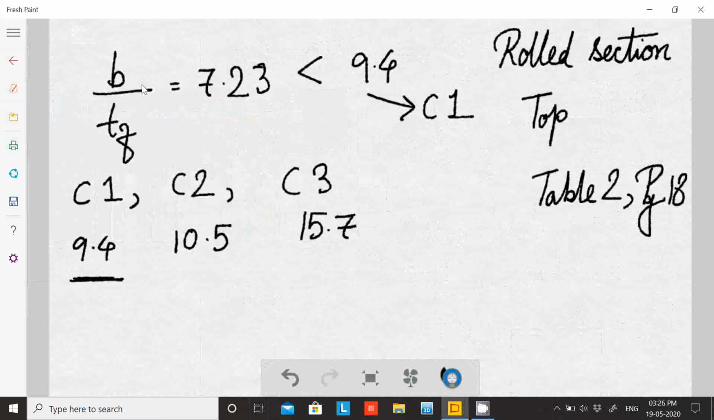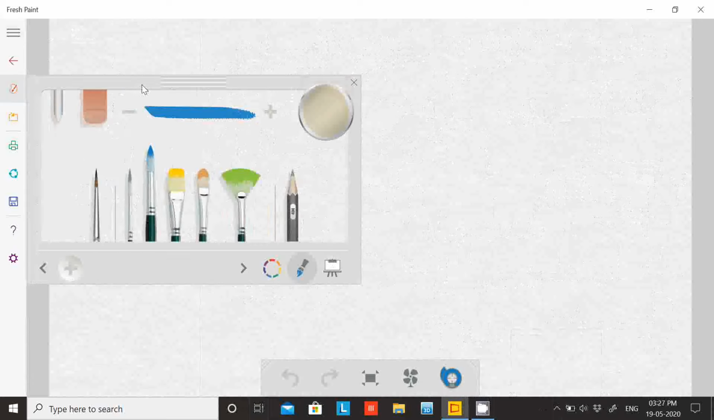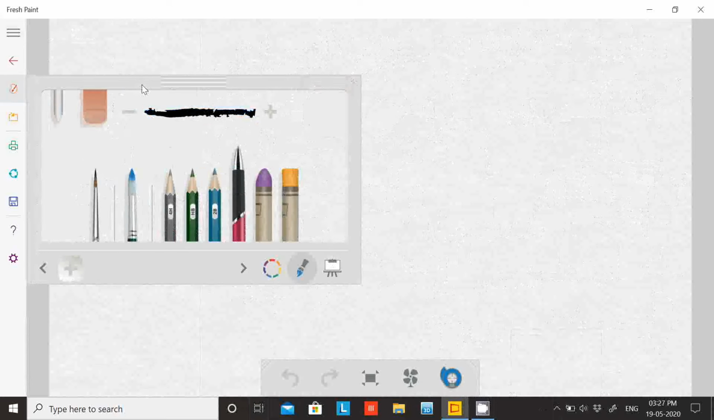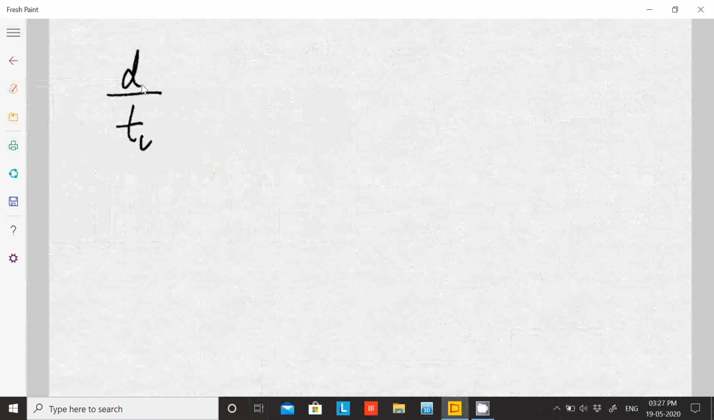But if your value is between 9.4 and 10.5, it can be 9.6 also, it can be 10 also, then it will fall under class 2. Again, if your value is between 10.5 and 15.7, like 10.6, 11, 13, 14, up to 15.7, it will be class 3. So according to this rule, now we have got it as class 1. Now let us go to d by tw. Our d by tw value is 39.9.